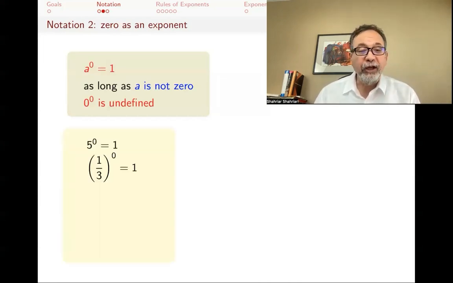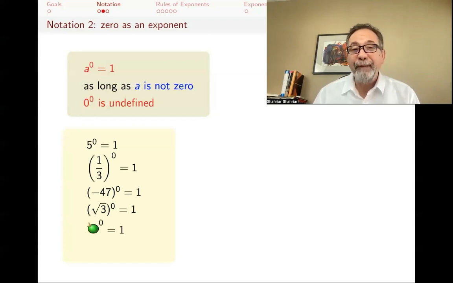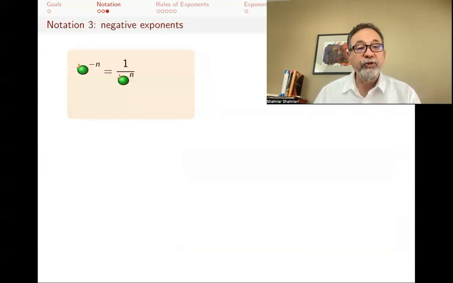What's 5 to the 0? It's 1. 1/3 to the 0 is 1. Minus 47 to the 0 is 1. Square root of 3 to the 0 is 1. Apple to the 0 is 1. Well, as long as apple is not 0. If you don't know what apple is and it could be 0, you've got to say that apple is not 0. Move on to negative powers.